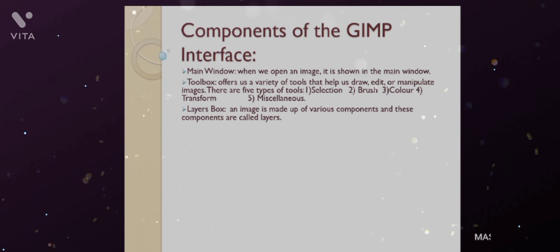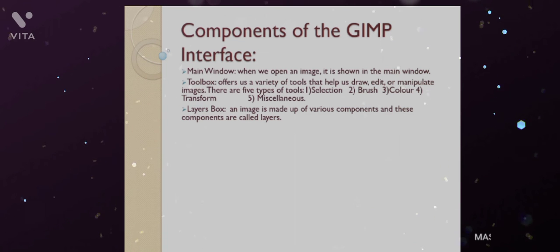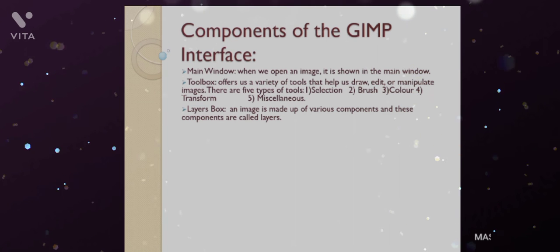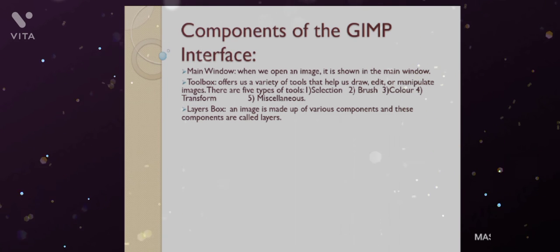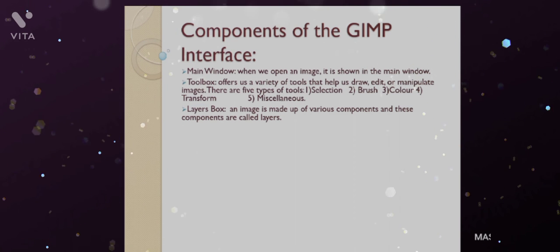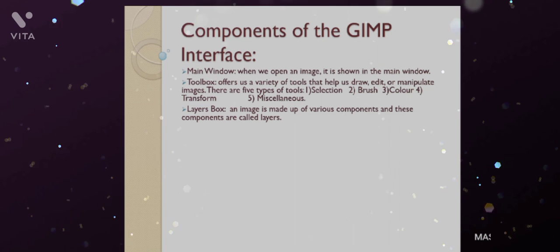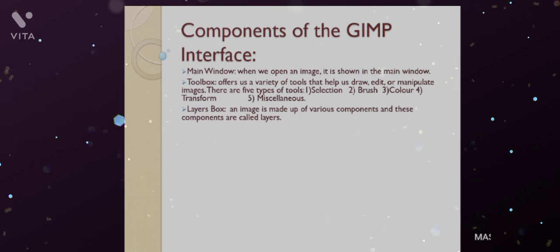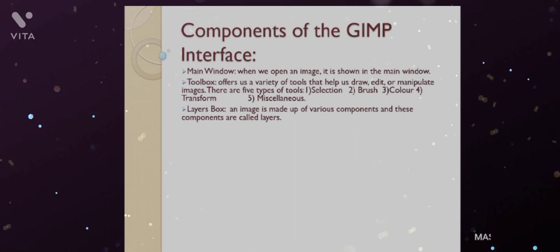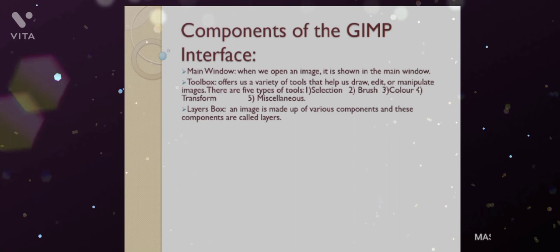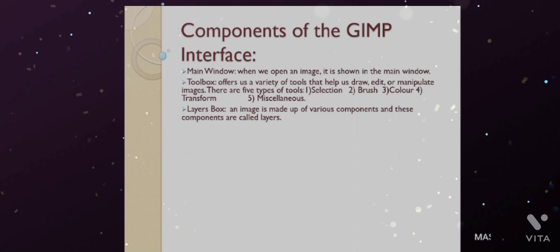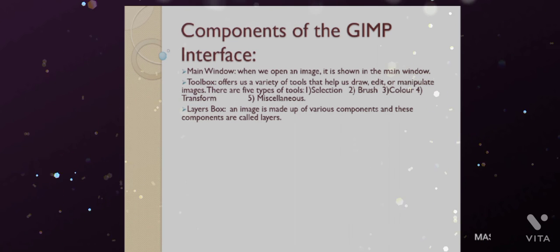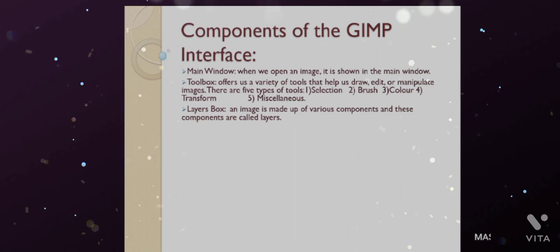Components of GIMP. Main window. When we open an image, it is shown in the main window. Toolbox offers us a variety of tools that help us to draw, edit, and manipulate images. There are 5 types of tools. Number 1, selection. Number 2, brush. Number 3, color. Number 4, transform. And number 5 is miscellaneous.